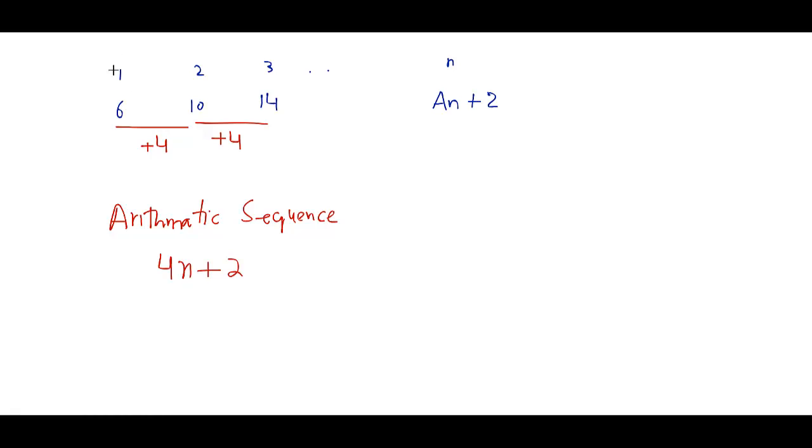Now verify that. If you put 1 here, 4 into 1 is 4, 4 plus 2 is 6. The first term is 6. Now plug 2, 4 into 2 is 8, 8 plus 2 is 10. It is 10. Then 3, 4 times 3 is 12, 12 plus 2 is 14. So this is the correct nth term of the sequence. If we compare this with this, A is 4.